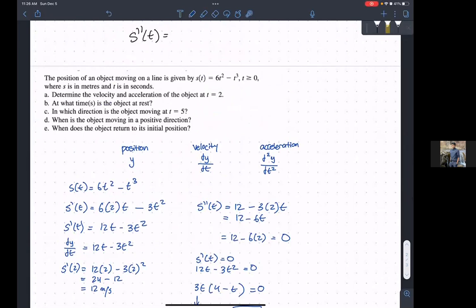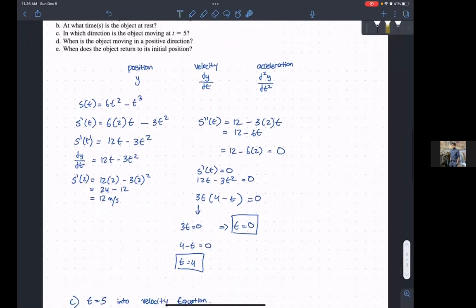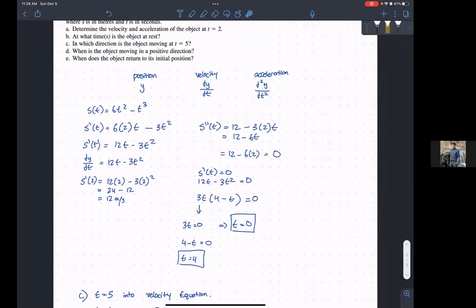So in which direction is it moving? Moving in the negative direction. That's the answer for C. When is the object moving in a positive direction? So all you have to see is when does velocity equal zero, right?